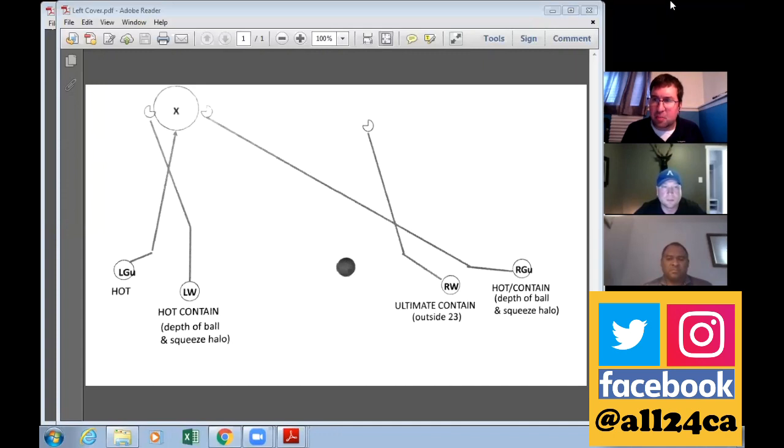And then the last question I have, for those hot contain players, what kind of posture are they adopting when they get to their spot? Are they staying square, turning their shoulders? What do you coach those guys up on?